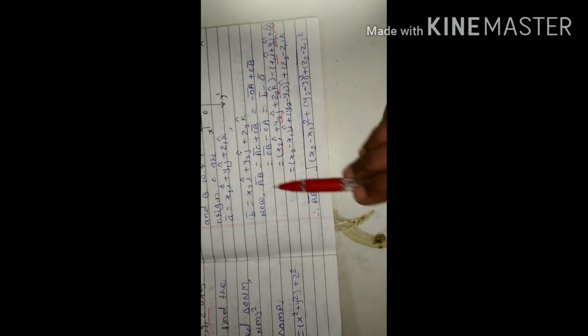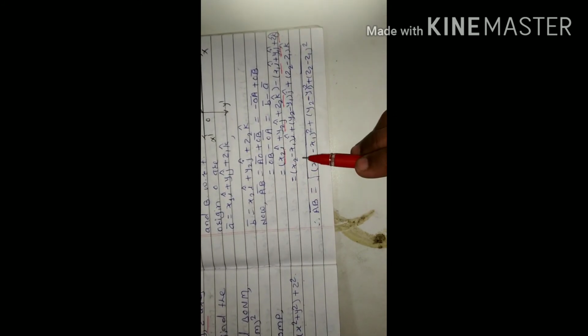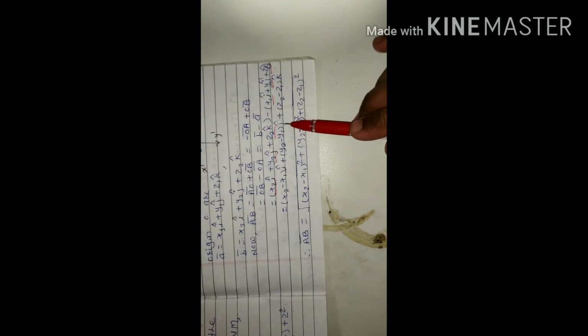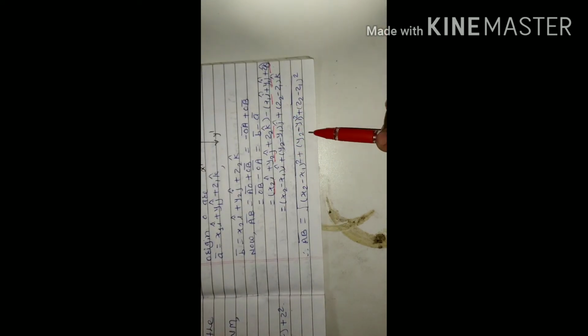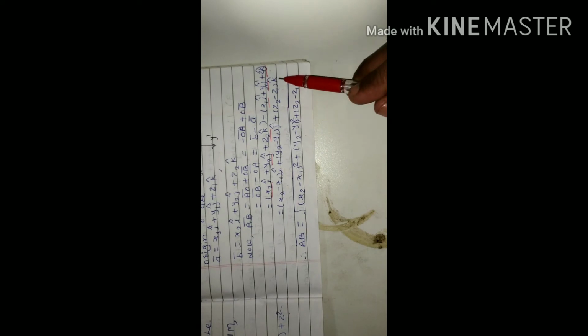The distance of AB bar is equal to under root of the coefficient of I cap, that is X2 minus X1, squared, plus the coefficient of J cap, that is Y2 minus Y1, squared, plus the coefficient of K cap, that is Z2 minus Z1, squared.